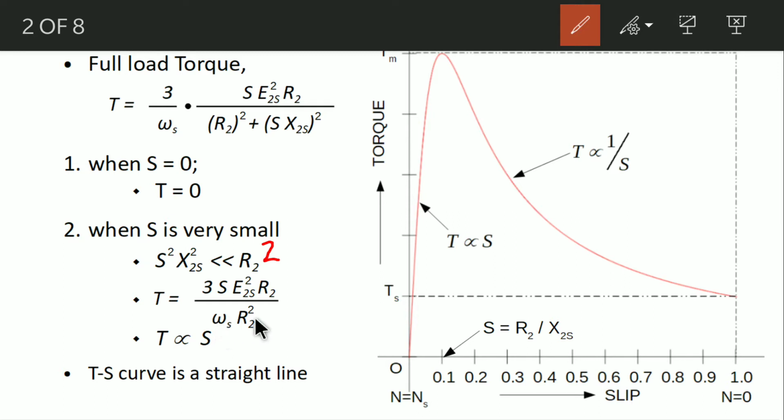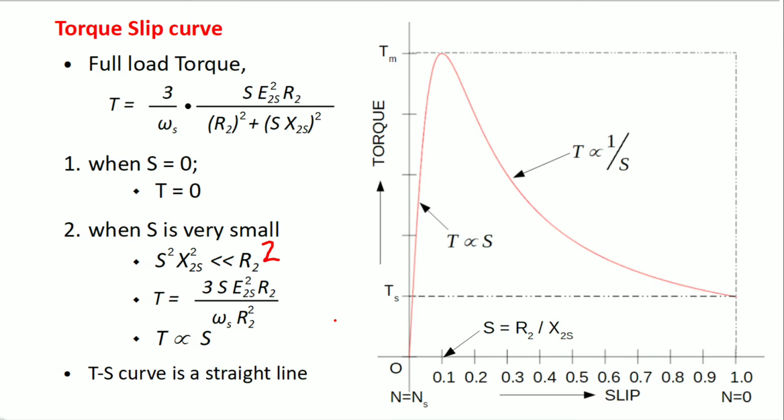3, omega s, R2, E2s are all constant terms. Therefore T is directly proportional to s. So the conclusion is that when the value of s is very small, torque is directly proportional to slip. Therefore the torque slip curve is a straight line under these conditions. In this portion, for very small values of slip, the torque varies directly as slip varies. This line shows T is proportional to s.